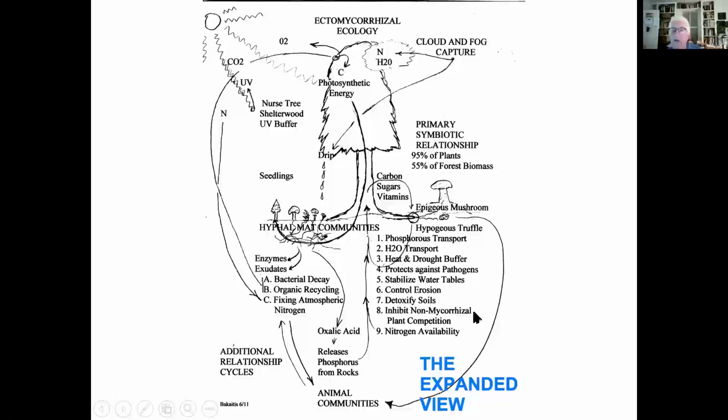It inhibits non-mycorrhizal plant competition and increases nitrogen availability. And not to forget up here that the trees are raking the clouds and fog, and you've got nitrogen and water falling down here. So from any point of view, you can call this part of the nitrogen cycle, the carbon dioxide cycle, the carbon cycle, the oxygen cycle, the plant cycle, or the fungus cycle. Lately, there's been a lot of emphasis on fungi, and there's a lot of popular literature about that.